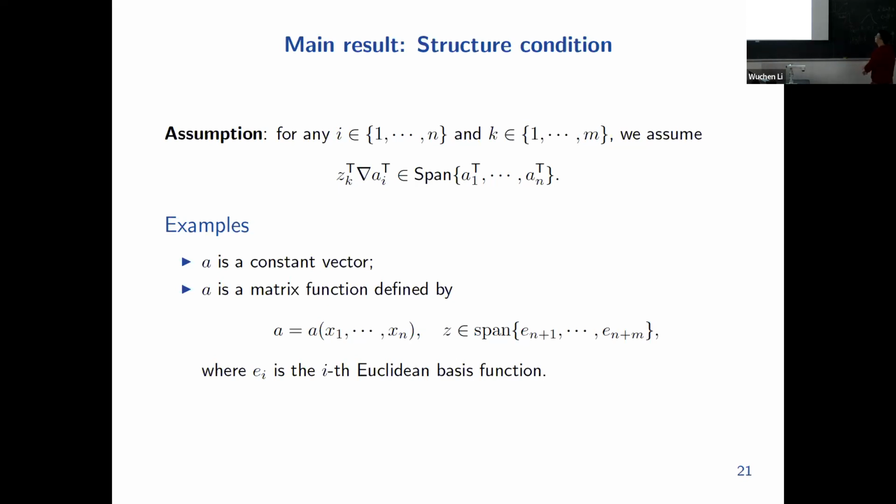If A is a constant matrix, this is always true, because gradient A just becomes 0, so it always lives in the span. If A is full rank, if you don't have any degeneracy, this is always true, right? But if A is a matrix function that only depends on the first n variables, then you just need Z to depend on the n plus 1 to n plus m variables. So this is a very easy to check assumption.